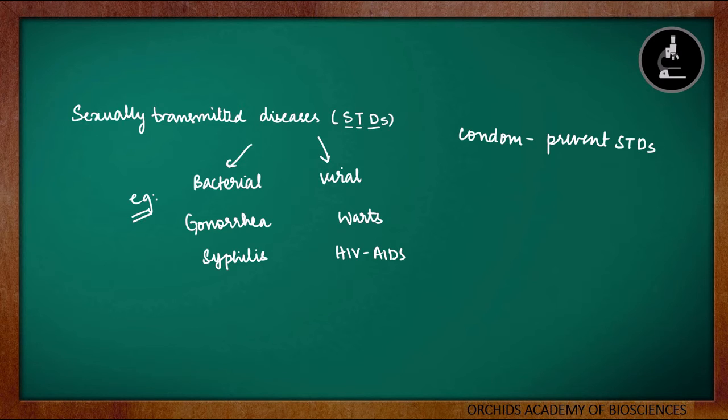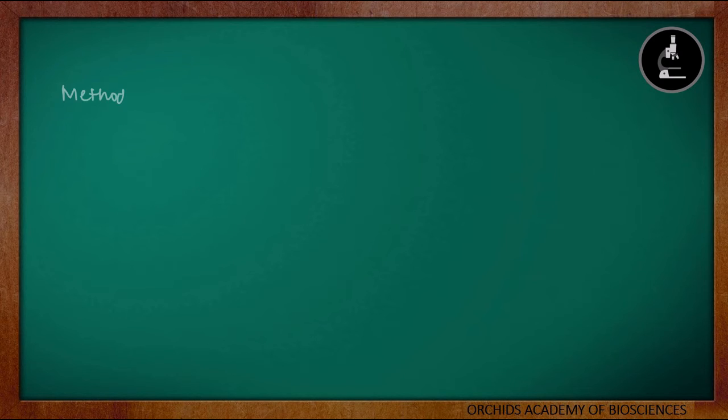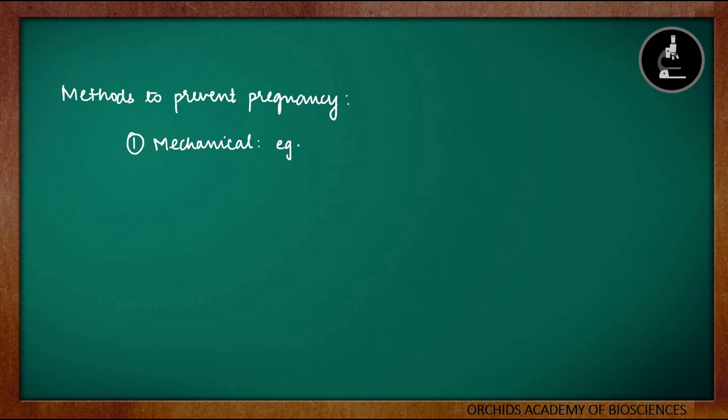So therefore, to avoid pregnancy, there are various methods which are devised. So now let us look at the various methods devised to prevent pregnancy. The first one is the mechanical method. It is the creation of a mechanical barrier so that the sperm does not reach the egg. An example is the condom.